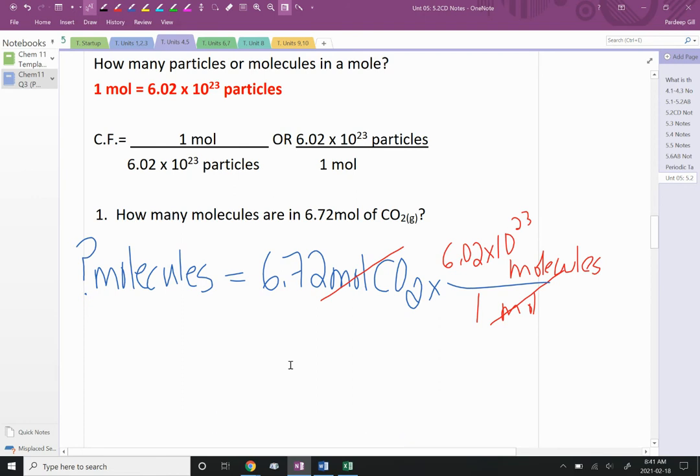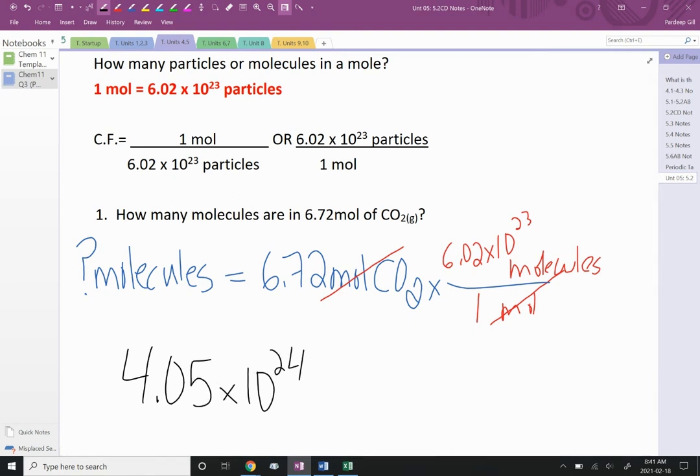You're going to find that the answer is 4.05 times 10 to the 24 molecules of CO2.